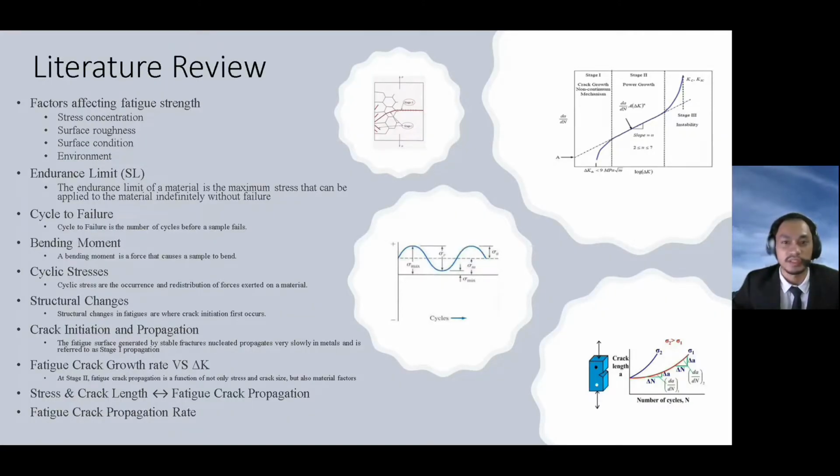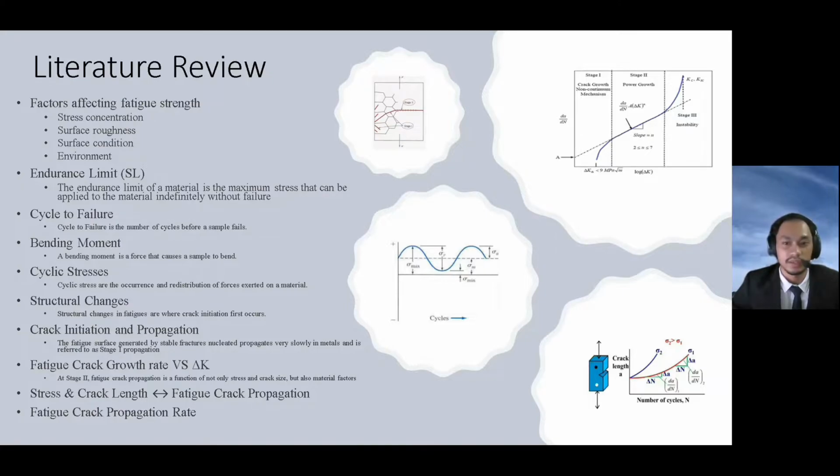In the report, these are the topics that were discussed. The factors that can affect fatigue strength are the stress concentration, surface roughness, surface condition, and environment. The endurance limit of the material is the maximum stress that can be applied to the material. Cycle to failure is the number of cycles before a specimen fails. A bending moment is a force that causes the specimen to bend. Cyclic stresses are the occurrence and distribution of forces exerted on the material.